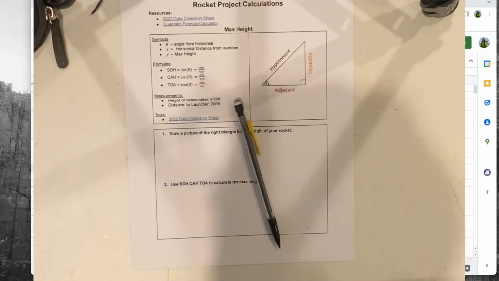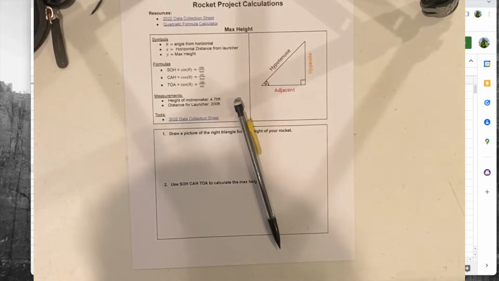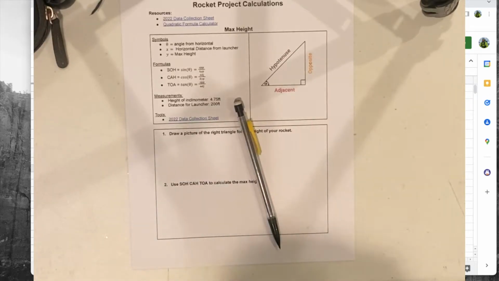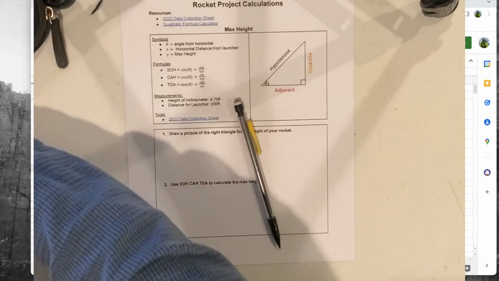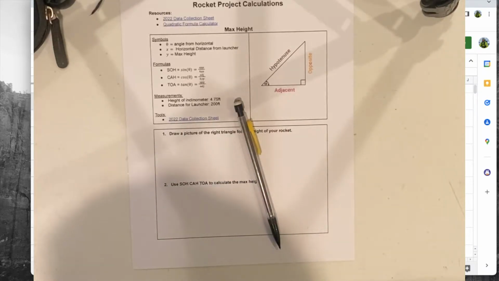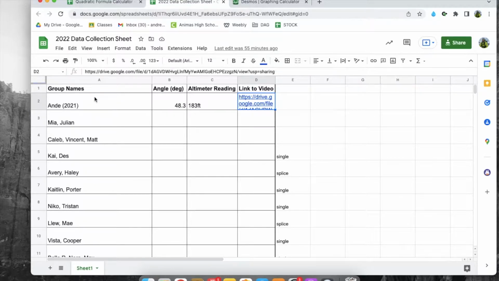And so the tools I'm going to use for this are going to be the 2022 data collection sheet. This is where we're going to be recording all of the maximum heights using the altimeter and the angle at which we measure during the rocket launches. And this first row right here, I have an example of what that data is going to look like. And this is data from last year that I collected from my rocket.